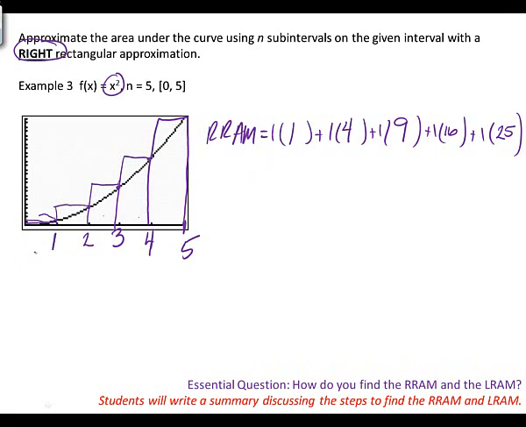Notice I didn't use the 0, right? Because we've already got the heights of all 5 rectangles. So from the RRAM you leave out the 0. Notice from the LRAM we left out the 5. Okay, so that's kind of the big difference.